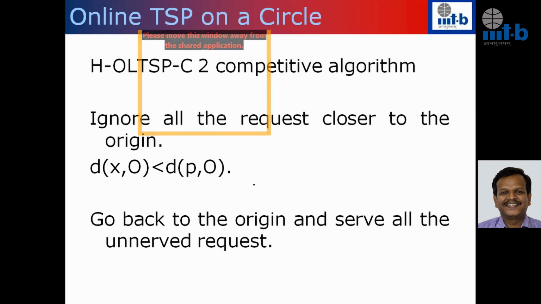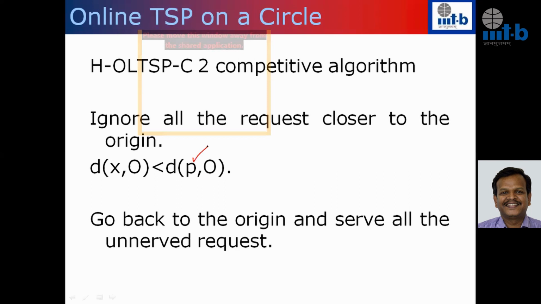The algorithm here is even simpler. Ignore all the requests which are closer to the origin. You know that your server has to eventually come back to the origin. So any requests which are released near the origin, you just ignore them, right? Otherwise, if there are requests which are not closer to the origin, how do you define that? Closeness to the origin is a relative term. It depends on where the location of the server is, right?